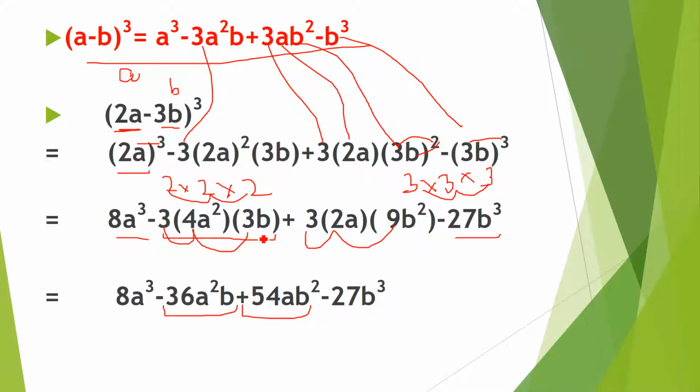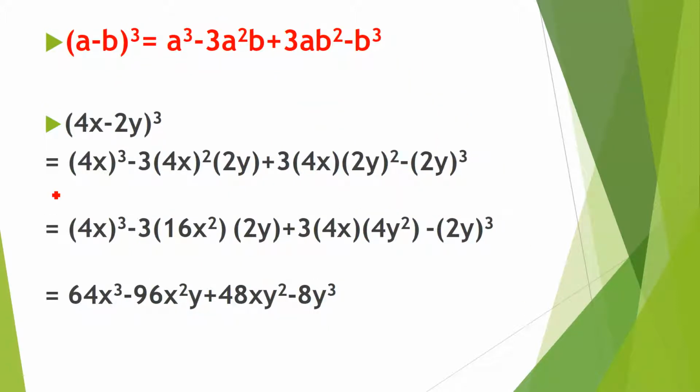See, there is no sign between these parentheses. It means multiplication, and minus 27b cube. So we open this formula on the basis of this a minus b whole cube. We will solve one more question.